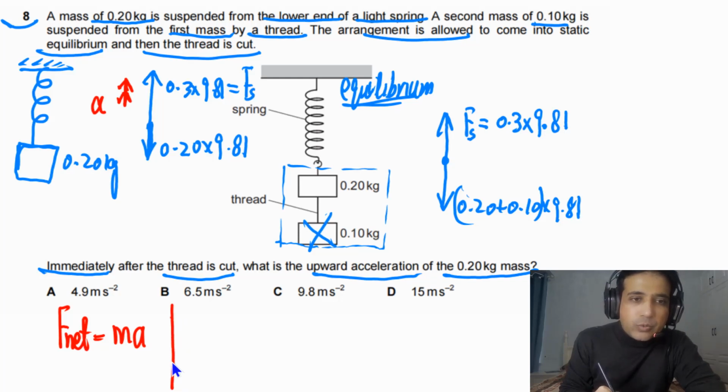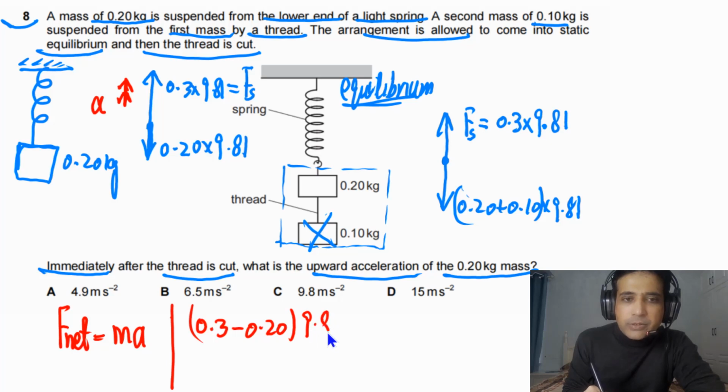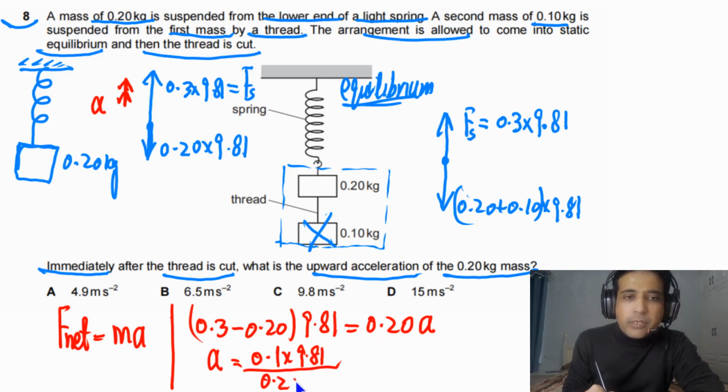So we can use this formula. Fnet will be equal to Fs minus this force. So Fnet is equal to (0.3 minus 0.20) times 9.81. Then this is equal to the mass of the system, 0.20, times a. And from here we can find the value of a. So a will be equal to (0.3 minus 0.2), which is 0.1, times 9.81 divided by this mass, and the mass is 0.20. If we solve this, our final answer will be 4.9 meters per second squared.